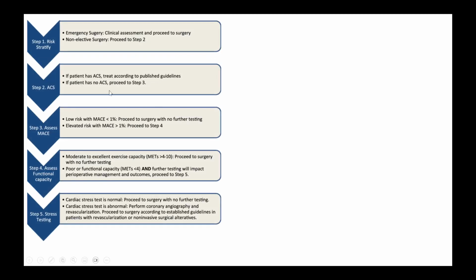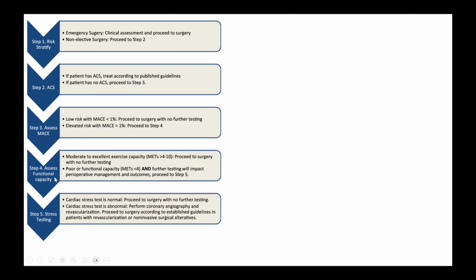So depending upon that, there is some flow chart, or in acute coronary syndrome patients, this is the stepwise evaluation that has to be done, especially for emergency surgery: clinical assessment, and proceed to surgery. And if it is an elective surgery, then if non-elective surgery, if it is an acute coronary syndrome patient, treat according to the published guidelines. And if the patient has no ACS, then go to step 3. And step 3, assess for major adverse cardiac events. If less than 1%, proceed with surgery, no further testing required. Elevated risk, you go to step 4.